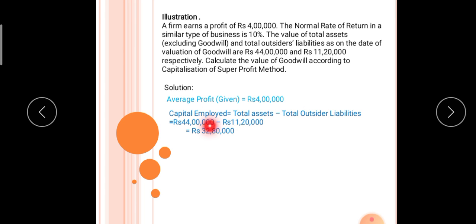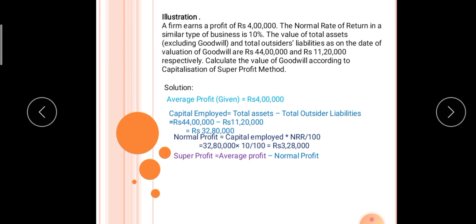Average profit is given, capital employed is given. Now to find out super profit, what we have to do? We have to find out normal profit. What will be the formula for calculating normal profit? Capital employed into normal rate of return divided by 100. Capital employed is 32,80,000. Normal rate is 10%. So 32,80,000 multiplied by 10 divided by 100, we will get normal profit as 3,28,000 rupees.